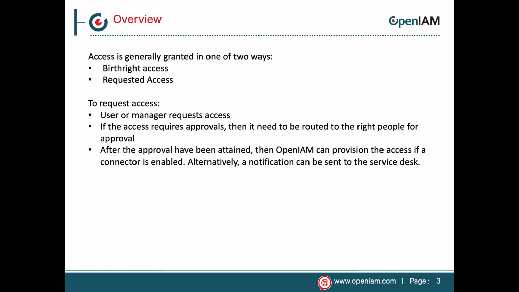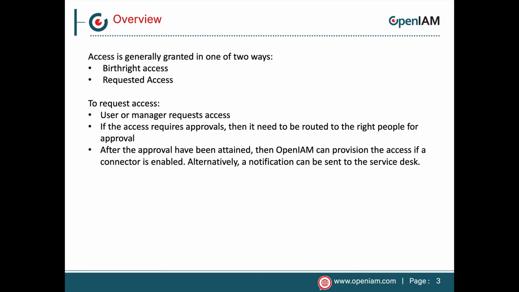In most cases, access is granted in one of two ways. The first option is through birthright rules. These are rules that evaluate criteria such as your job title, department, location, or other attributes that are used in your environment. Based on these attributes, access can be automatically granted.